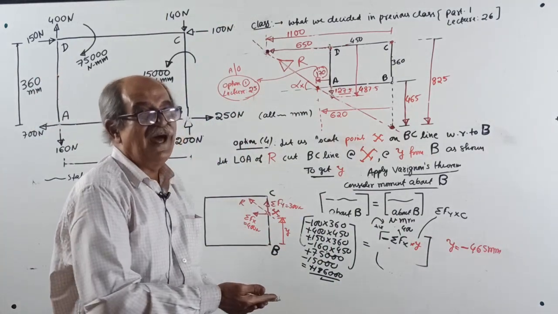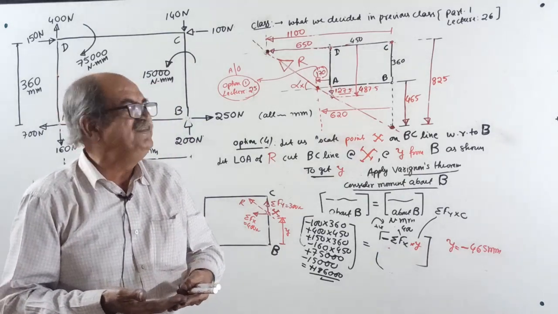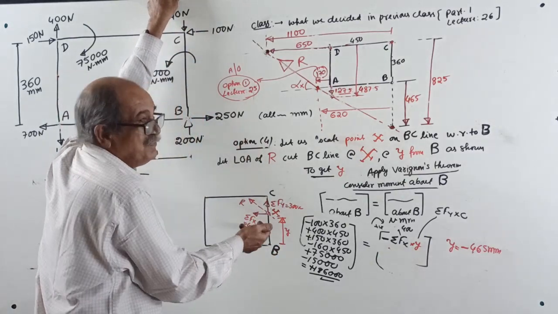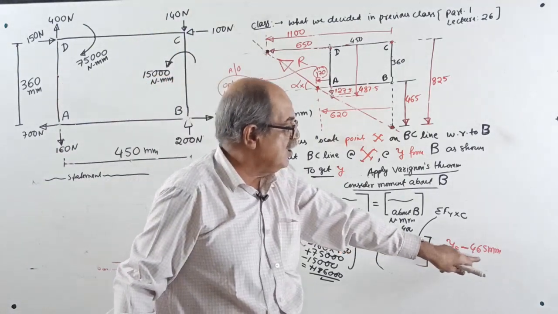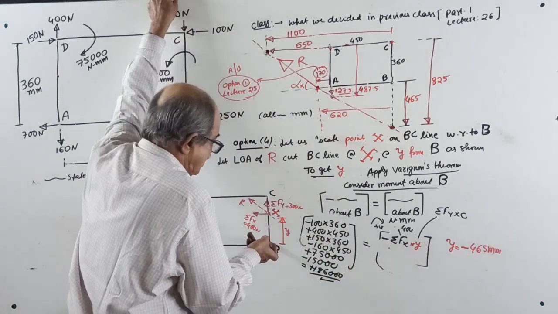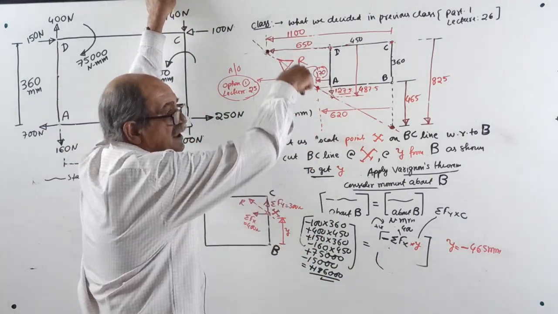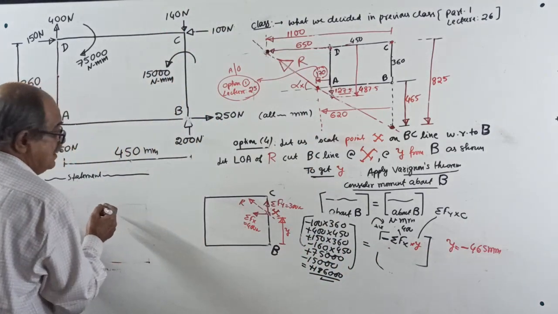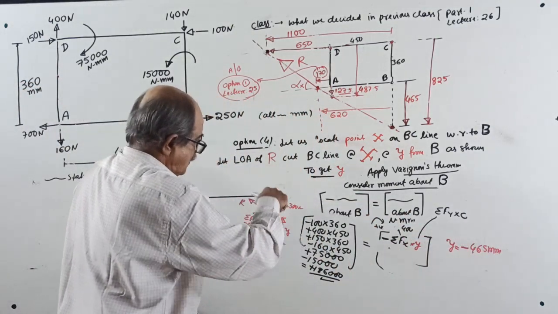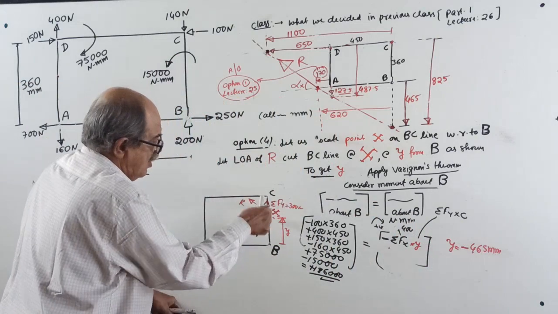Vertically above B by y. But y we got minus 465. That means vertically above is wrong. It is vertically below. Therefore, the point x lies 465 millimeter below the point B along the BC line.